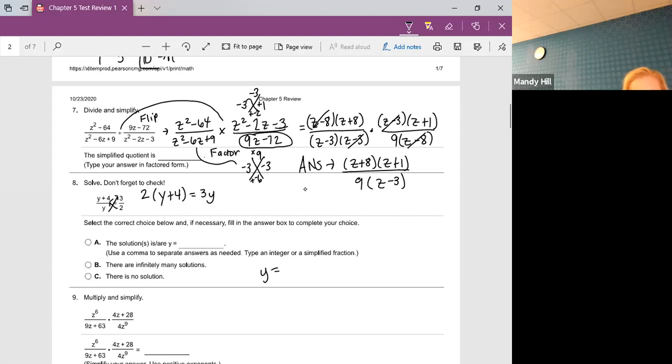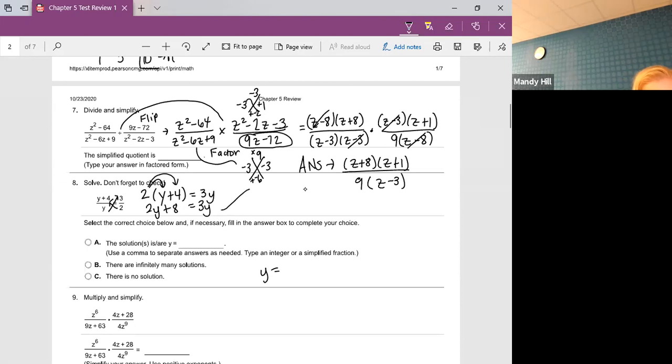We can't solve for y if y is on the bottom of a fraction. We multiply, use the distributive property, and get 2y plus 8 equals 3y. We know we can't solve if we've got y's on both sides of the equal sign, so we need to get all our y's to one side. We could either subtract 3y or subtract 2y. It doesn't matter which one.